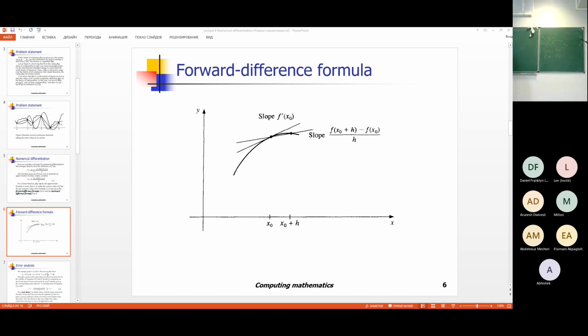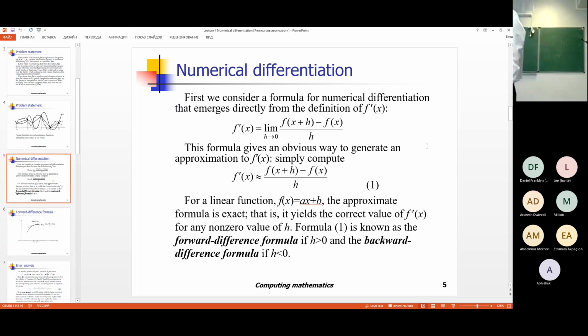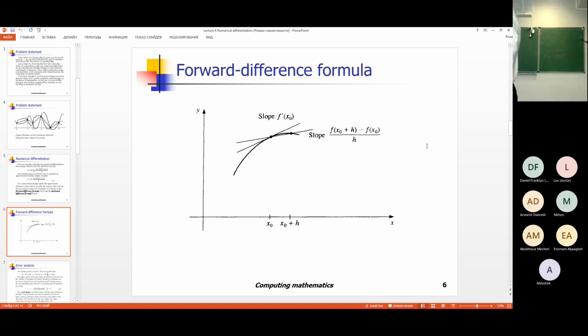Now, suppose we don't know this real value, but we know only the function and the step. The step is 0.1. How to compute the approximation to this real value? We should use this formula: f of x0 plus h minus f of x0 over h, when h is 0.1. And f of x is x power 3.